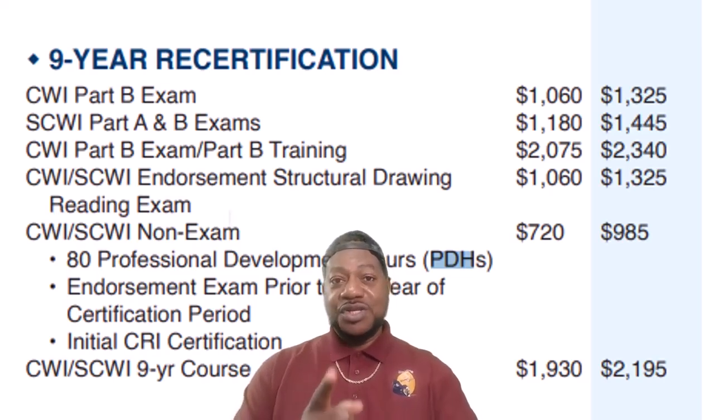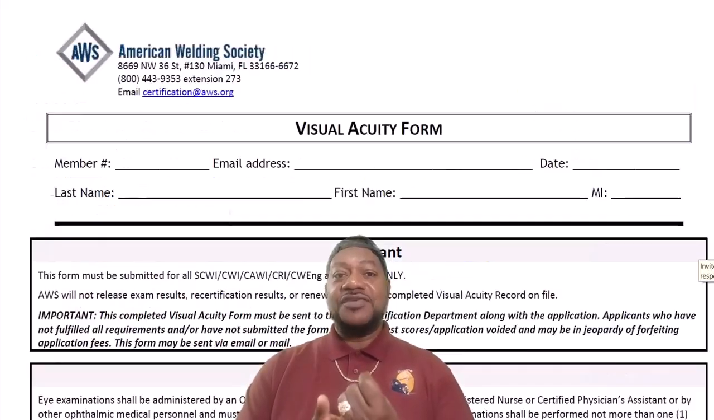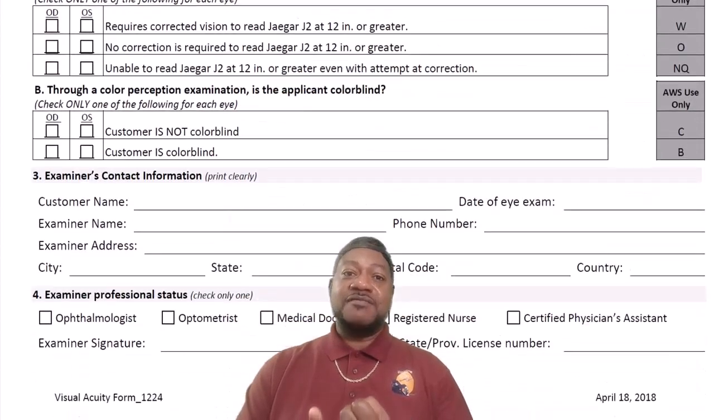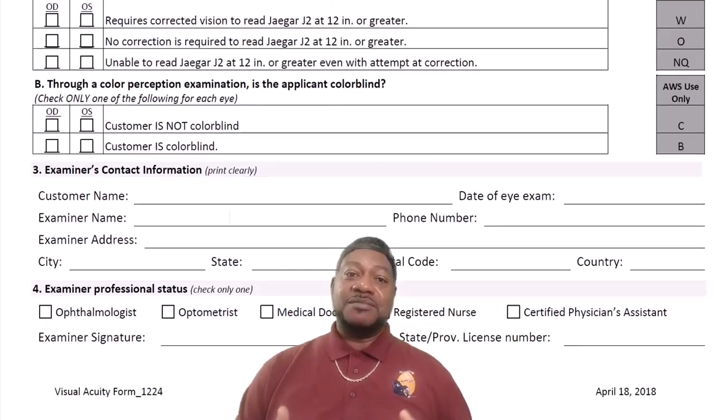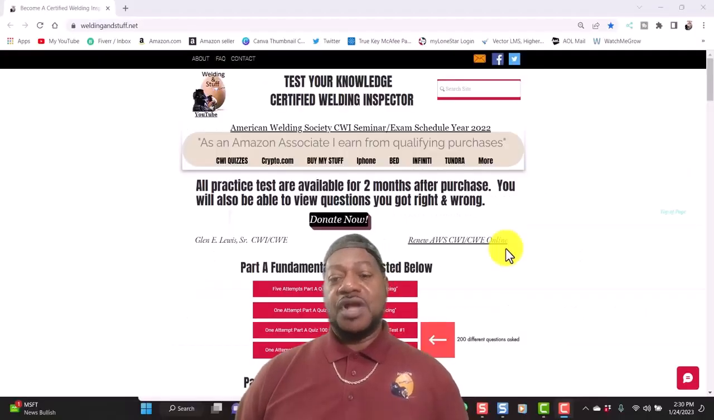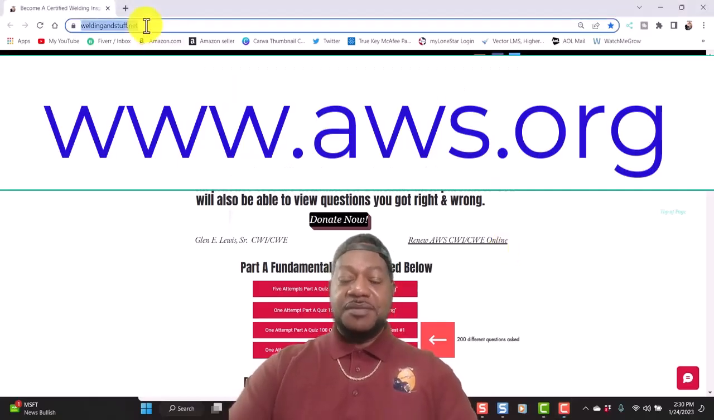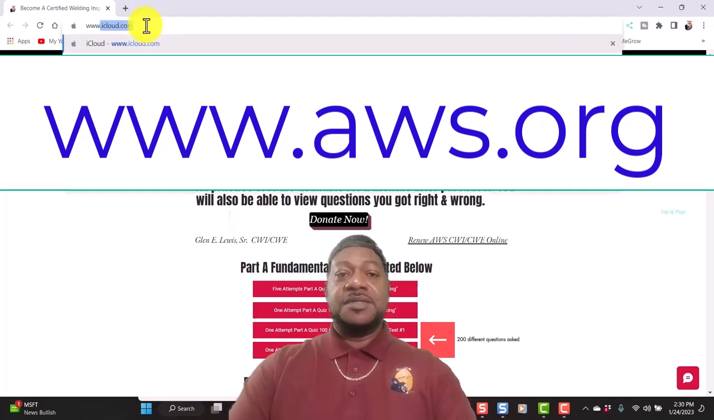Before you start your renewal process, make sure you have your eye exam done, which I have done, and make sure you have a passport type photo. You're going to have to upload that information when you're going through the process. So first, I'm going to log into AWS, www.aws.org.